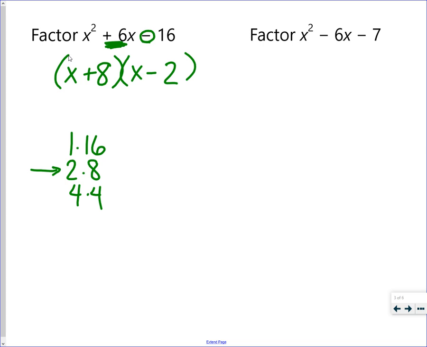And if you want to check any of these, just like in the last lesson, go ahead and FOIL it. Again, that's x squared. Got it. That's a negative 2x, and this is a positive 8x. Positive 8 and negative 2, that does give me 6x. And then 8 times a negative 2 is negative 16.